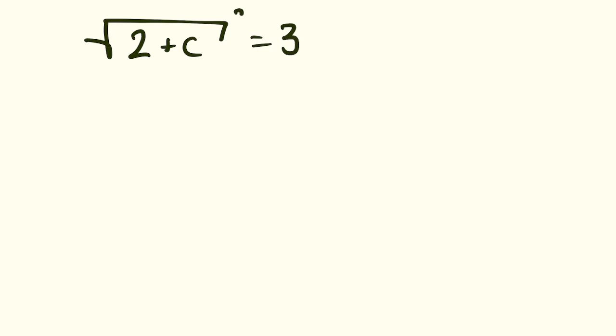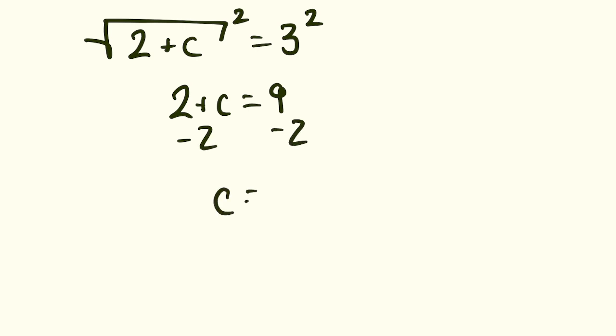Let's start by squaring both sides. This is going to give us 2 plus c is equal to 9. And we'll subtract 2 from both sides. c is equal to 7. And there's our solution. If c is equal to 7, then our two functions are going to meet, and our limit as x goes to 2 will exist.